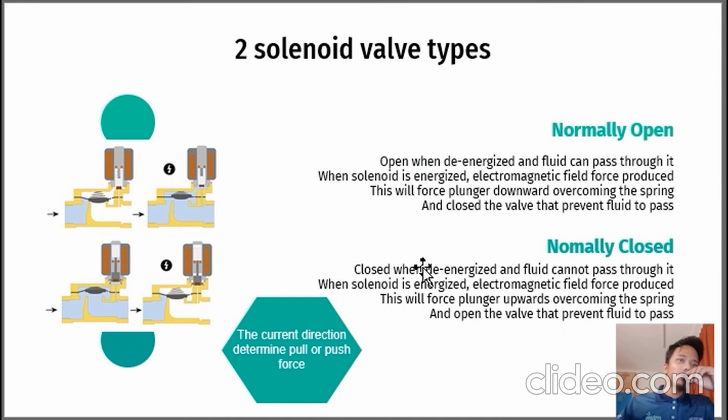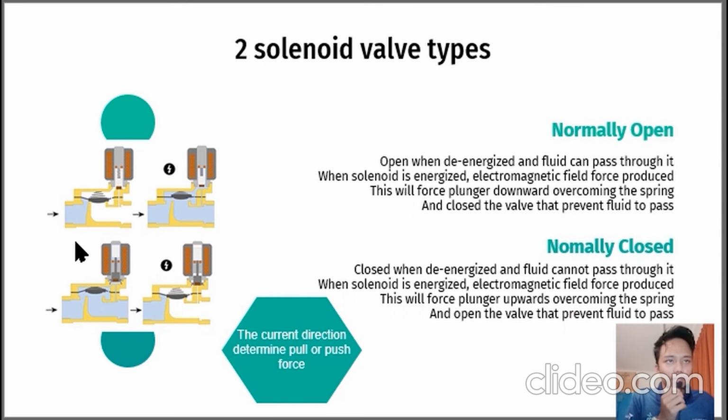The normally open valve opens when de-energized, meaning it's already in an open condition and fluid can pass through it. When the solenoid is energized, an electromagnetic field force is produced. This will force the plunger downwards, overcoming the spring. So this is the spring, already extended. When it's energized, the plunger overcomes the spring, goes downward, and closes the valve that prevents fluid from passing.